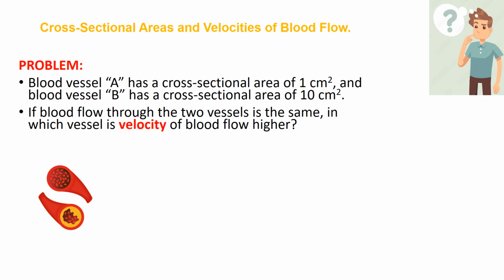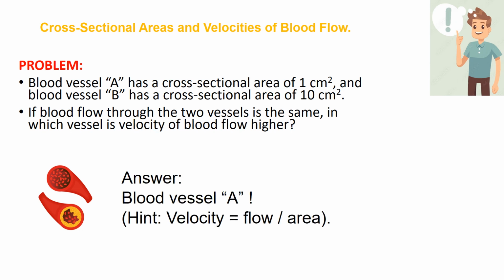Problem. Blood vessel A has a cross-sectional area of 1 square centimeter, and blood vessel B has a cross-sectional area of 10 square centimeters. If blood flow through the two vessels is the same, in which vessel is velocity of blood flow higher? Answer. Blood vessel A. Hint: velocity equals flow per area.